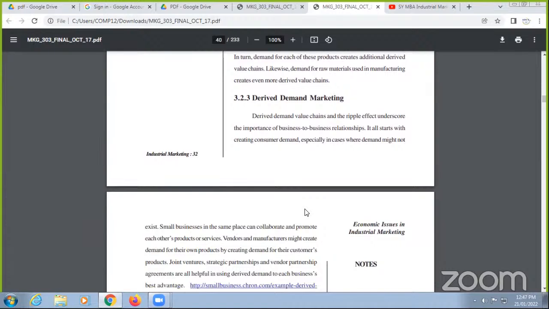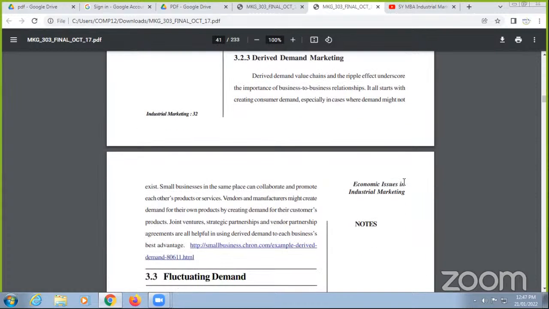Derived demand marketing, demand value chains, and the ripple effect underscore the importance of business to business relationships. It all starts with creating customer demand, especially in cases where demand might not exist. Small businesses in the same place can collaborate and promote each other's products or services. Vendors and manufacturers might create demand for their own products by creating demand for their customers' products.